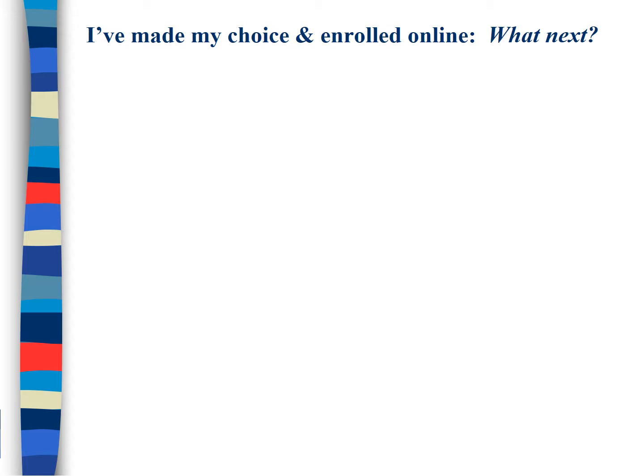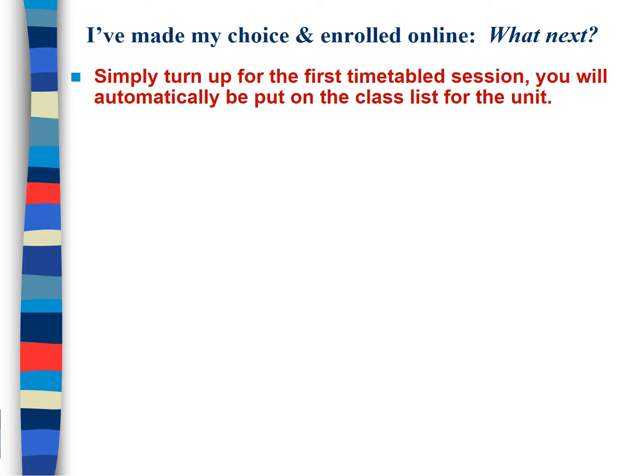Here is some useful information about what to do next. For instance, once you've selected your unit and enrolled online, check the timetable for the dates, time and room number, and simply turn up for the first session. The unit leader will have you on their class list, and you do not need to inform them directly.